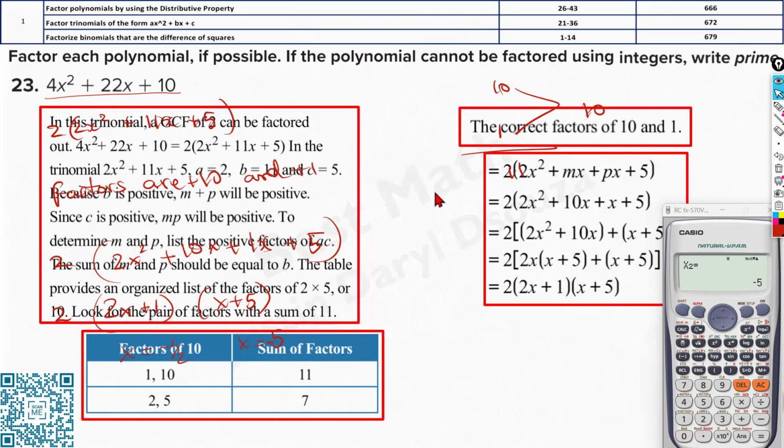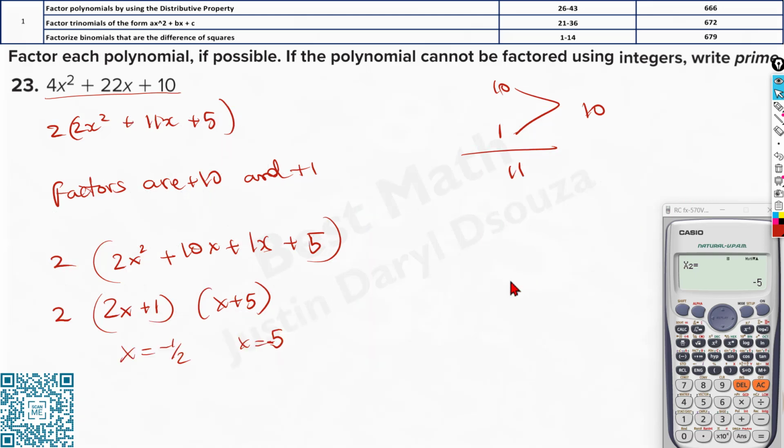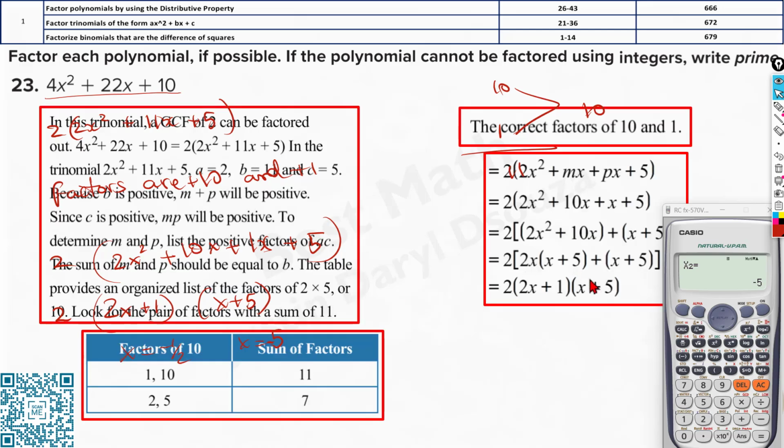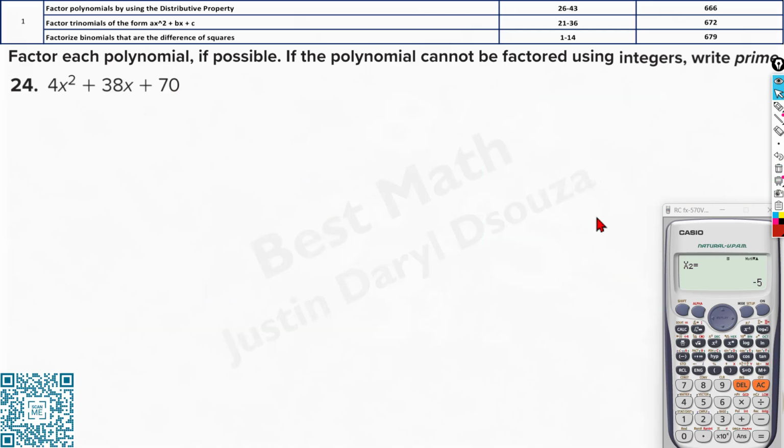Now similarly, the final answer will always have this 2 common outside. 2 times 2x plus 1 and x plus 5. That's it. Now over here, again we have to remove the 2 outside. We will have 2x squared plus 19x plus 35.